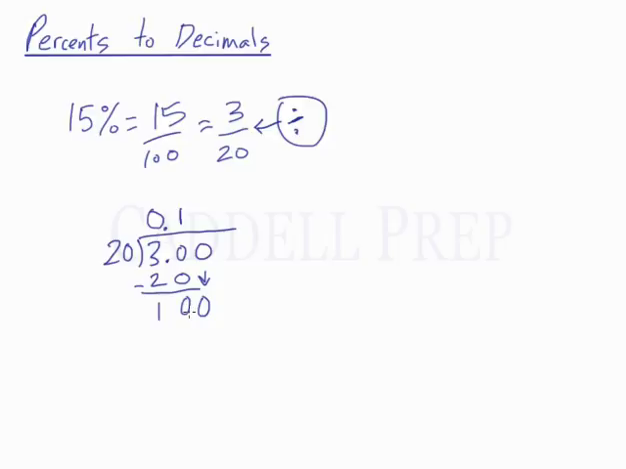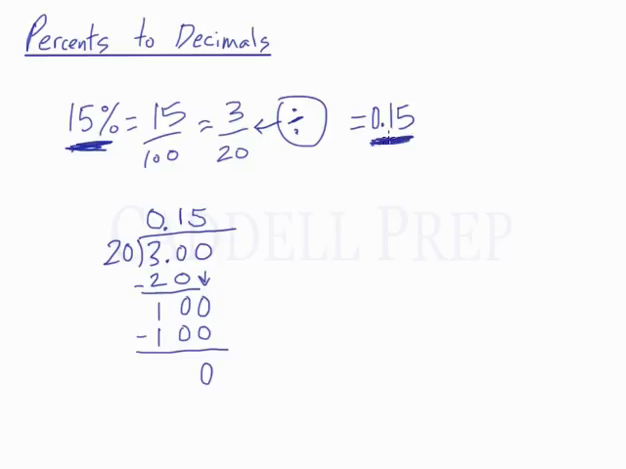How many times does 20 go into 100? 20 goes into 100 5 times. 5 times 20 is 100. So when we subtract, there is no remainder, so we stop here. So 3/20 is 0.15. If you look at this, you might notice something. 15% is the same as 0.15.